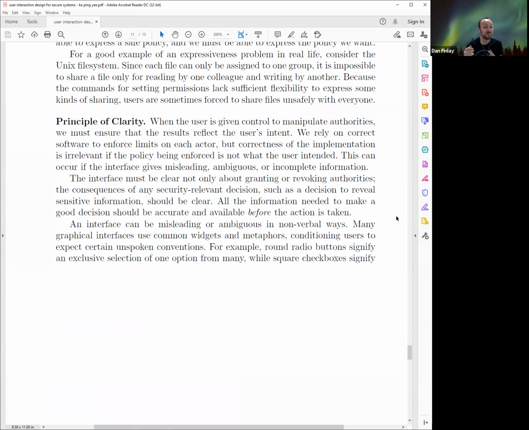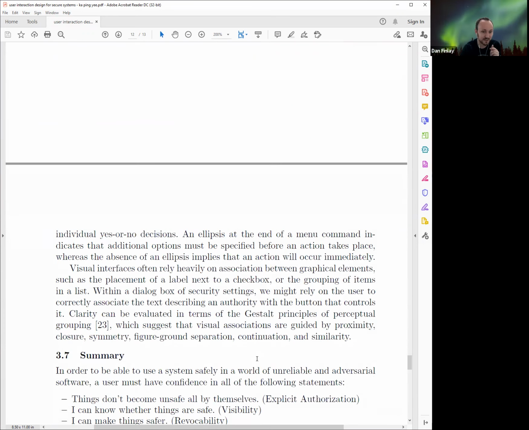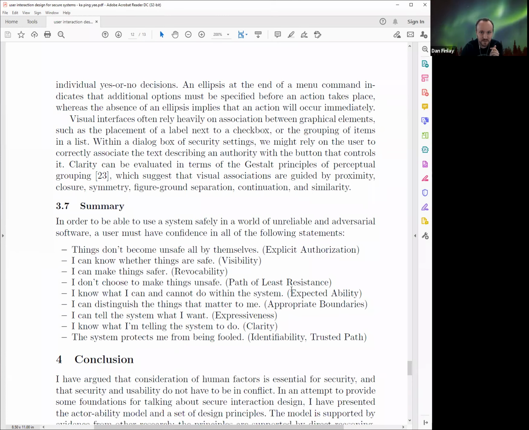An interface can be misleading or ambiguous in nonverbal ways. Many graphical interfaces use common widgets and metaphors, conditioning users to expect certain unspoken conventions. For example, round radio buttons signify an exclusive selection of one option from many, while square checkboxes signify individual yes-no decisions. An ellipsis at the end of a menu command indicates that additional options must be specified before an action takes place, whereas the absence of an ellipsis implies that an action will occur immediately.